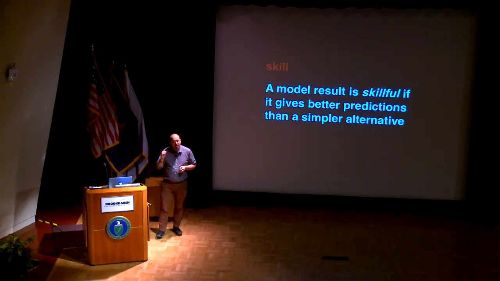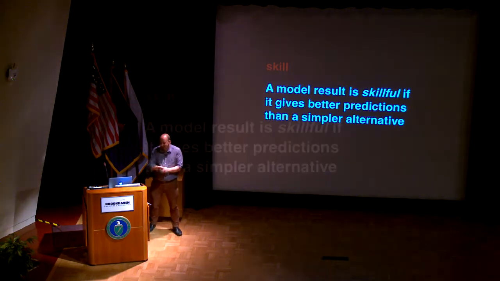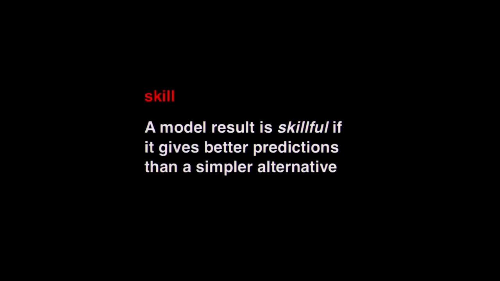Well, a skillful model is one that tells us something that we wouldn't have been able to get right if we hadn't used it. And if you think about that, that's a much lower bar than being perfect, which is good, right? Otherwise, we'd never be able to do anything.